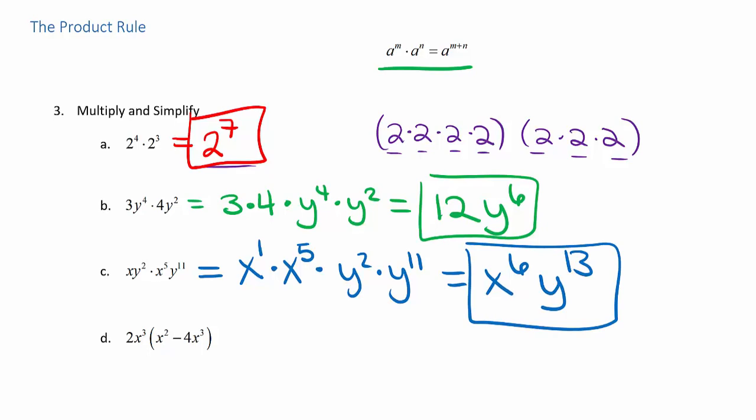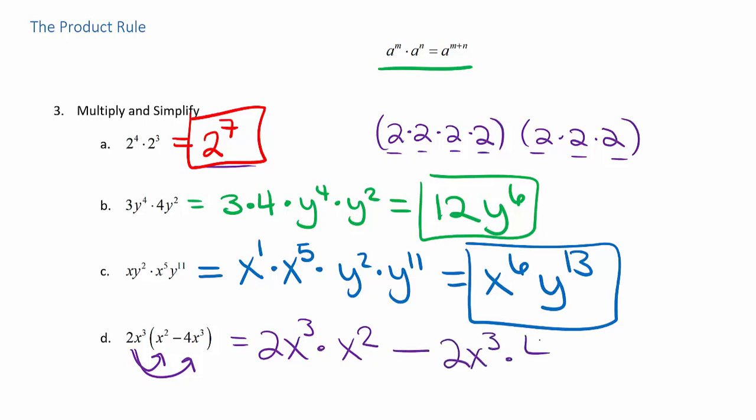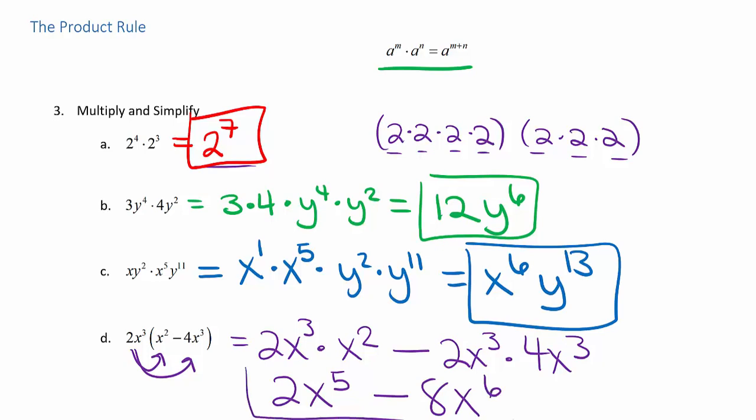Now, in these problems, the distributive property still holds. So if I want to multiply by a sum or a difference, I can distribute the 2x to the 3rd. I'm going to take 2x to the 3rd times x squared, and then I'll take the 2x to the 3rd times 4x to the 3rd. I add the exponents, so the first term becomes 2x to the 5th. And then in the second term, 2 times 4 is 8, and I add the exponents again to get x to the 6th.